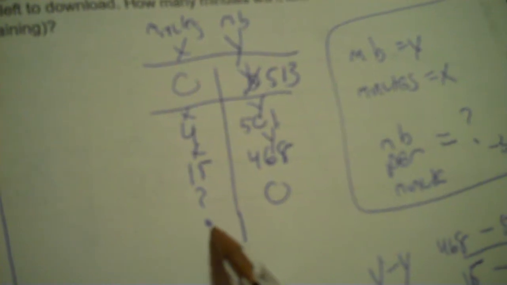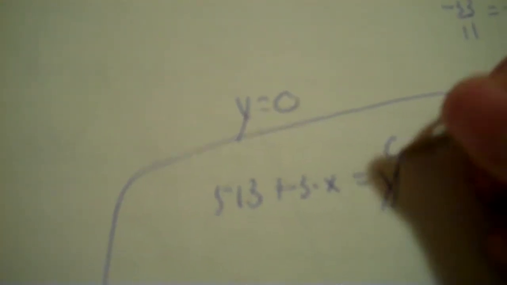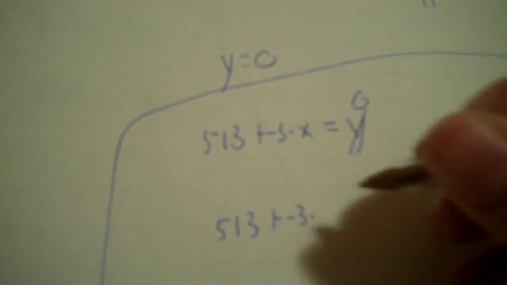Now that's not the answer to the problem. You don't have your answer till you've found that. But now you have your equation: 513 plus negative 3 times x equals y. Y equals 0, so 0 goes in for y. So we have 513 plus negative 3 times x equals 0.